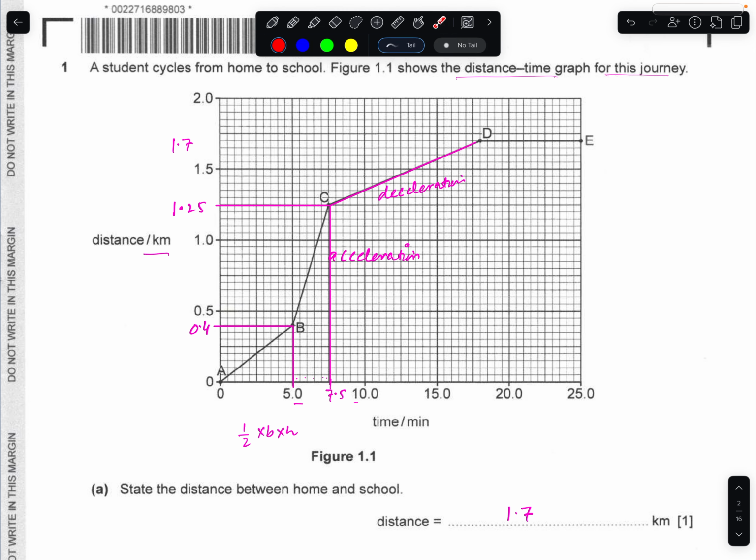1.7 kilometers. And these are the sections where you can see some movement, distance is covered, and that is the flat line which shows the time only. So we are excluding this part. Okay, that is the total distance covered.